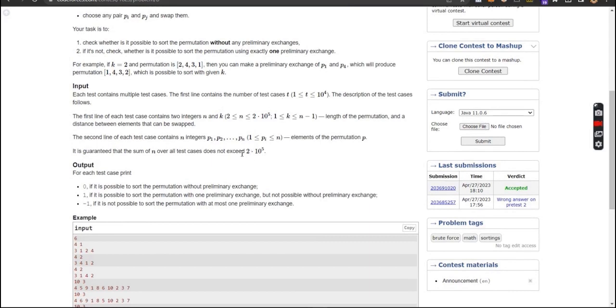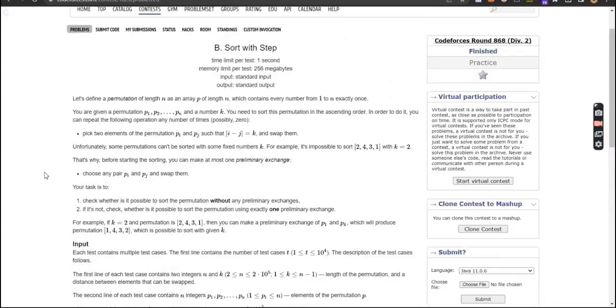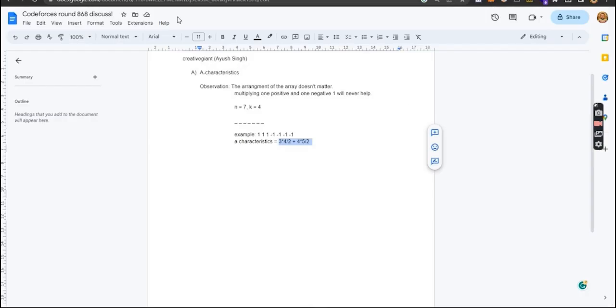The constraint on n was 10 to the power 5, so you can do something like n log n or n. So again I would suggest pause the video and think about a solution, and I'll move to the discussion. The problem is known as Sort with Step. It was also a decent problem. I submitted a wrong attempt in this problem because of one wrong observation. So let's first discuss the observation.